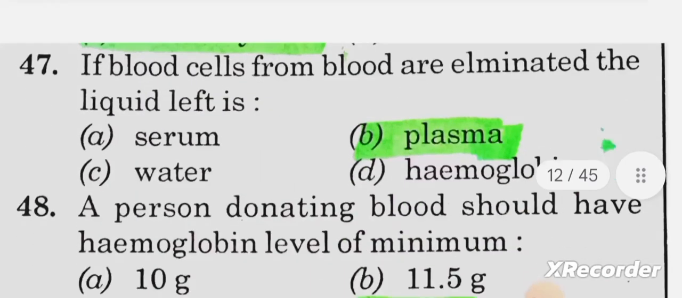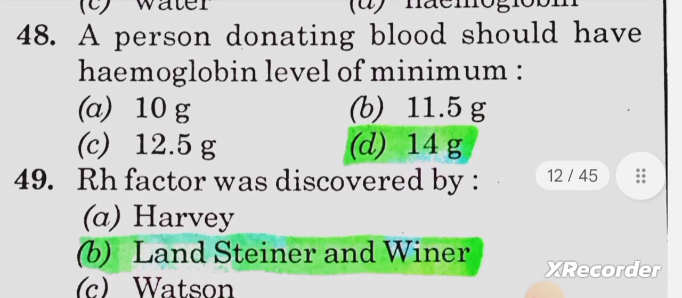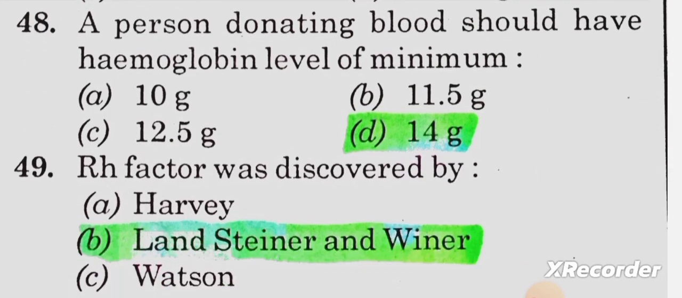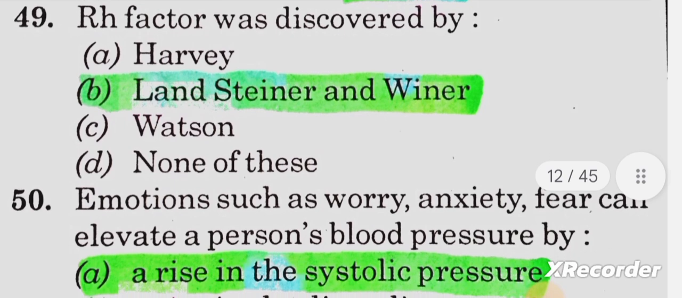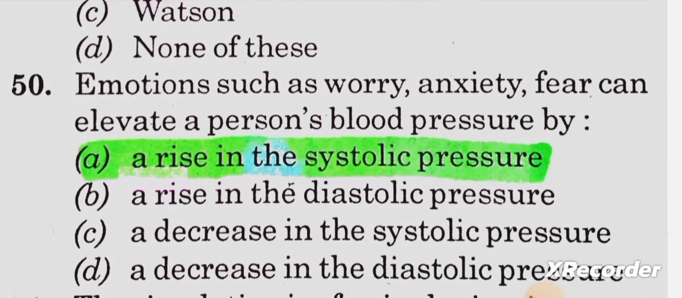Next 47. If blood cells are eliminated from blood, the liquid left is answer B, plasma. Next 48. A person donating blood should have a hemoglobin level of minimum 14 gram. Rh factor was discovered by answer B, Landsteiner and Wiener. Next 50. Emotions such as worry, anxiety, fear can elevate a person's blood pressure by answer A, a rise in the systolic pressure.